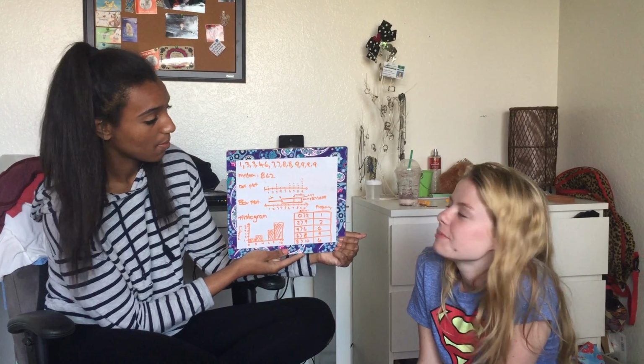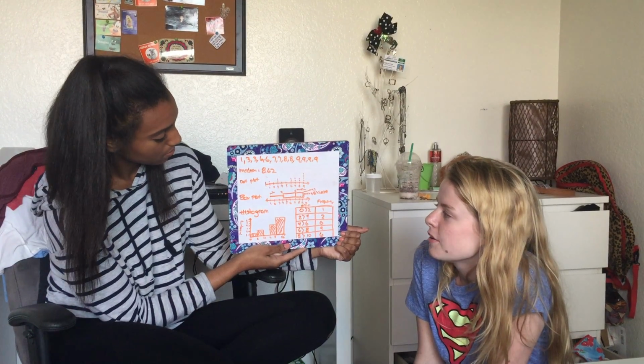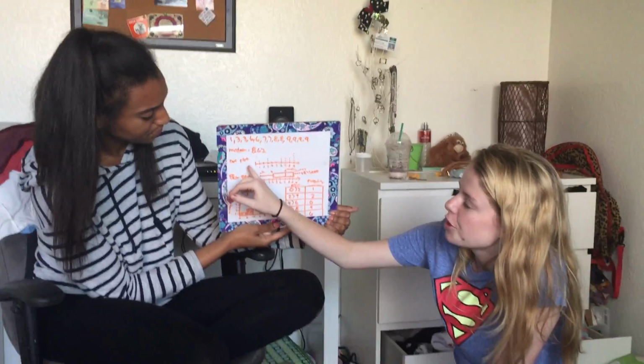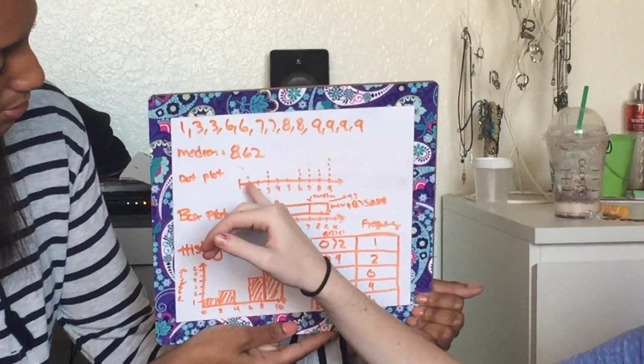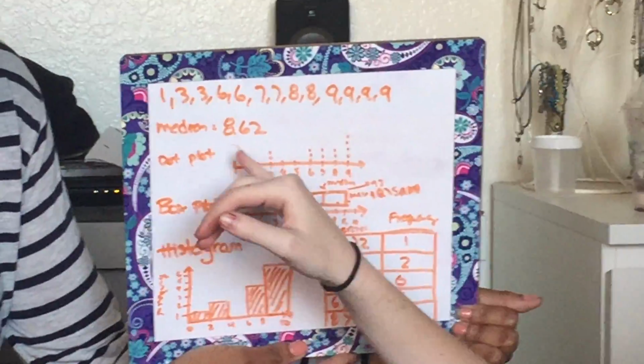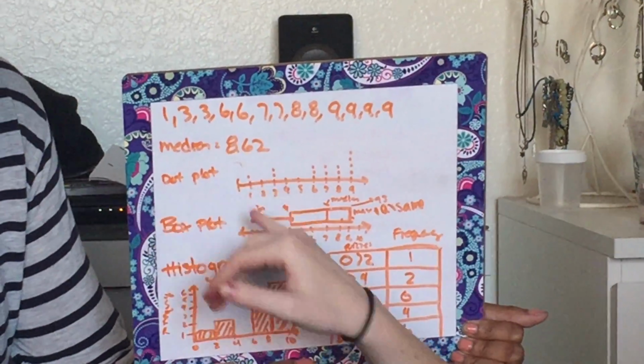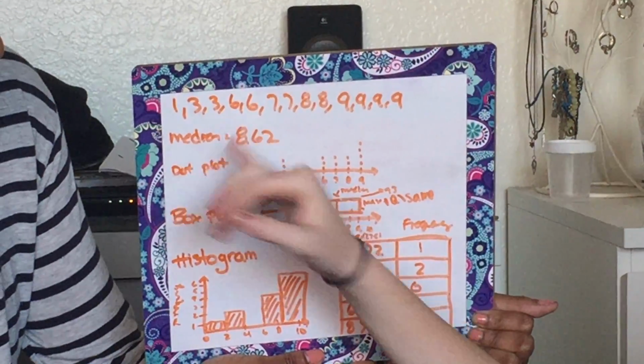Okay, so for this lesson, we're going to figure out the different graphs that we can make. First we're going to find your median. In the dot plot, you put a dot for each number that you have. For number 1, you only have one, so you only put one dot. For 2, you don't have any, so you don't put a dot there. But for 3, you have two 3s, and so forth.